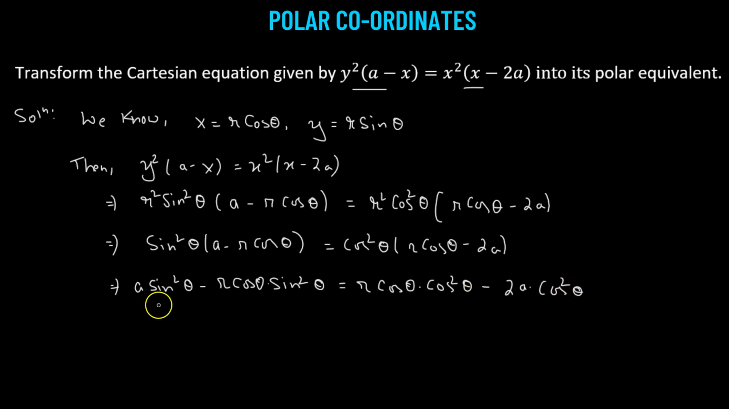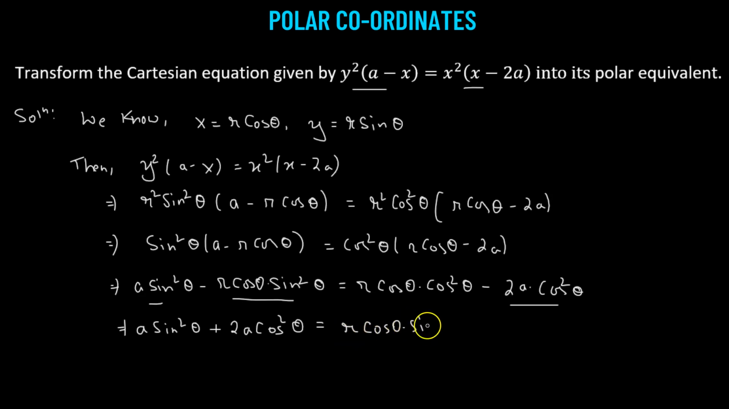Fine. Now we'll combine a few terms. We keep a sine squared theta on the left hand side, but we transpose negative 2a cosine squared theta to the left hand side, so it becomes positive 2a cosine squared theta. We transpose negative r cosine theta sine squared theta to the right hand side, so we have r cosine theta sine squared theta plus r cosine theta cosine squared theta.